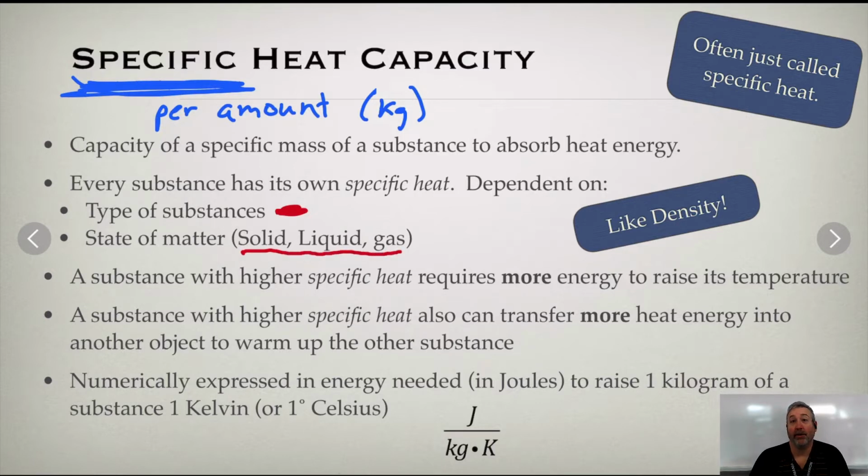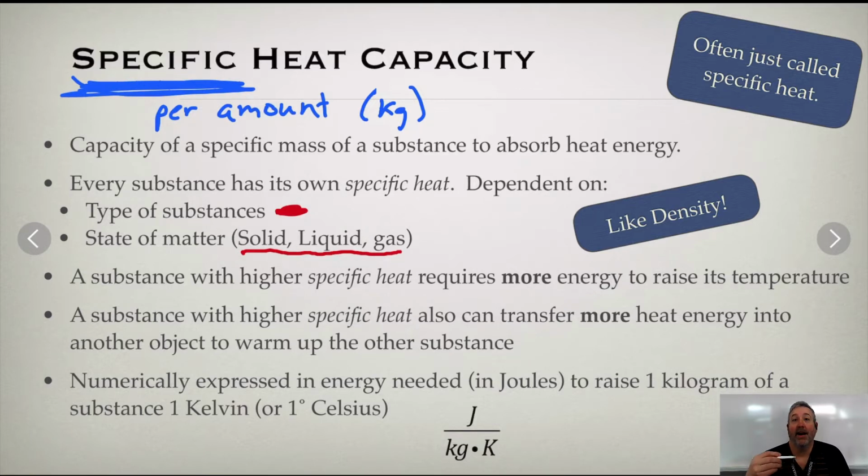For example, water has a different specific heat when it's in liquid form than it does when it's ice. And it has a different specific heat as steam than it does as liquid water. So each substance has 3 different specific heats based on what phase of matter it is as well. The higher the specific heat, the more energy it can absorb before it changes temperature upward, or the more energy it can release before it changes temperature downward.